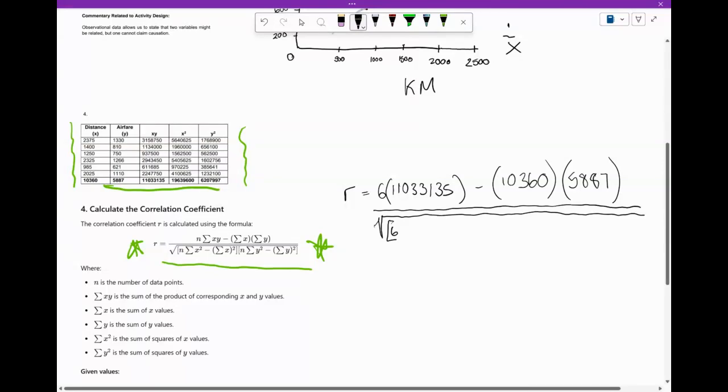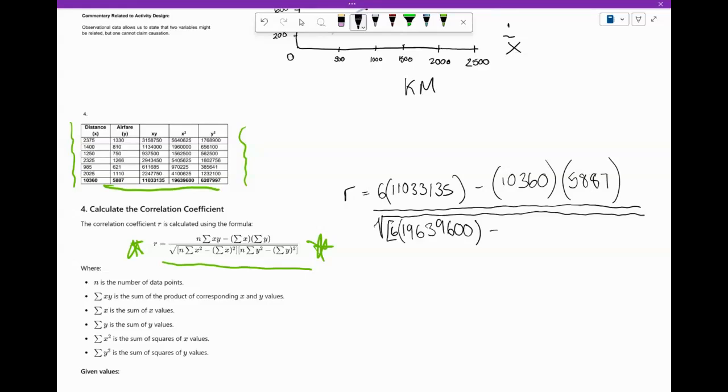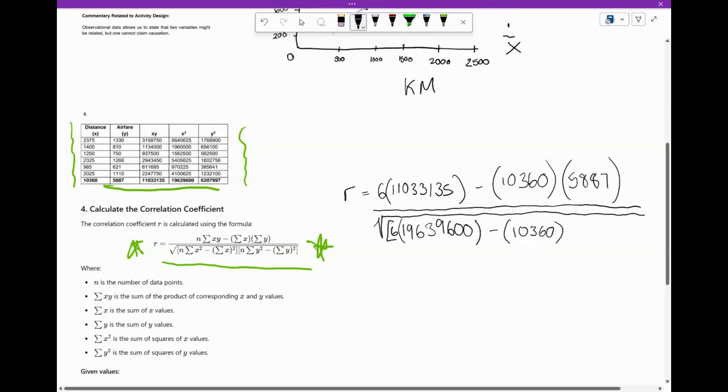6, the sum of x squared, which is 19,639,600, minus the sum of x, and then we're squaring that. So the sum of x is the 10,360, and then we're squaring that, and then we close brackets, and then we reopen brackets.